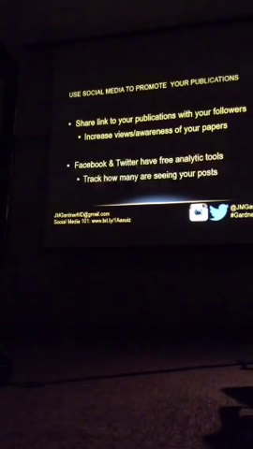Facebook and Twitter also have free analytic tools that allow you to track how many people are seeing your posts, how many people are clicking on the link and following it through to see your article or whatever it is you're sharing. And it's really cool. Those analytic tools are totally free, and they really give you a better understanding of your market, basically, because you're marketing yourself to a group of people.